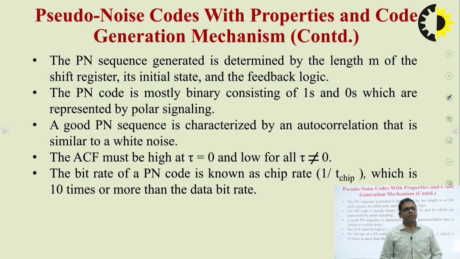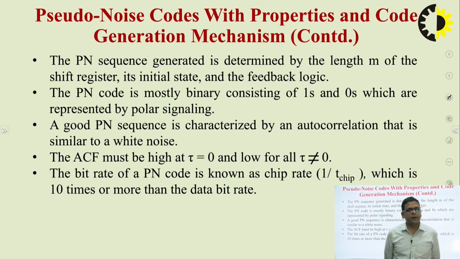It has some properties: a good PN sequence is characterized by an autocorrelation that is similar to white noise, or which has only two values, as I will show you in the next slide. Apart from this, the autocorrelation function of a PN sequence is high at tau equal to 0 and low for other values. For example, for tau not equal to 0, the autocorrelation function must have small values.